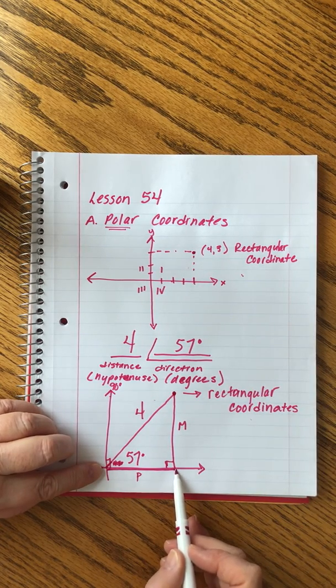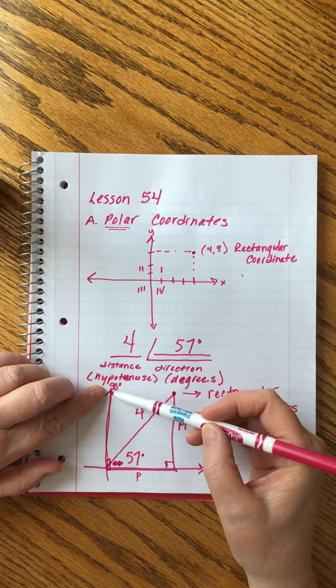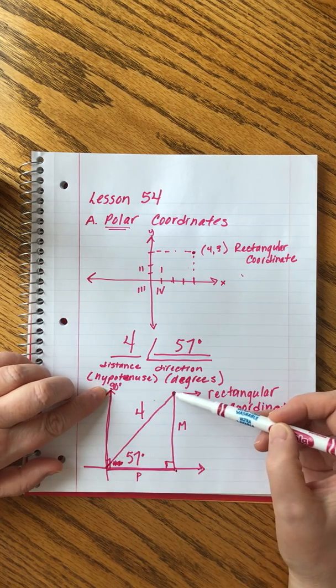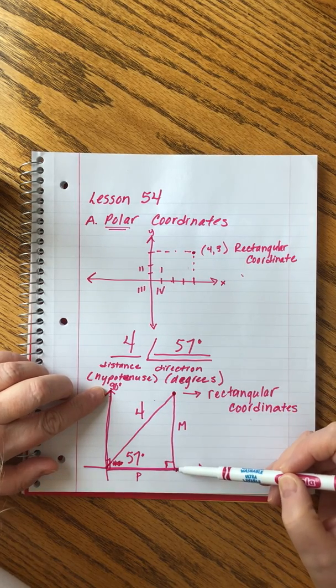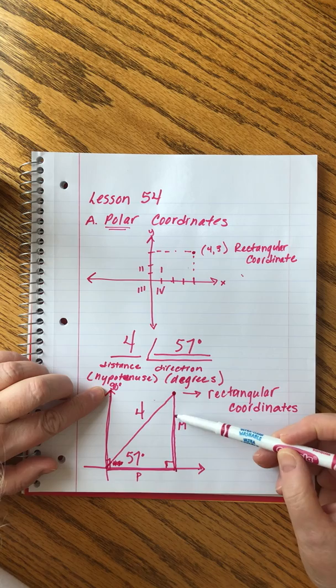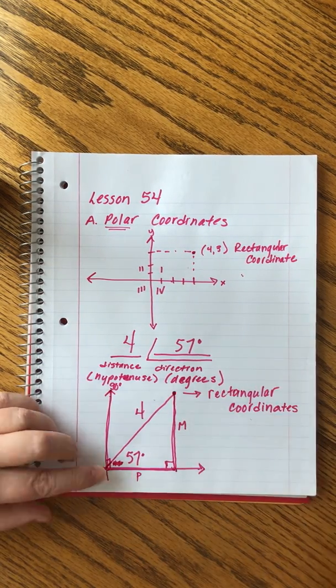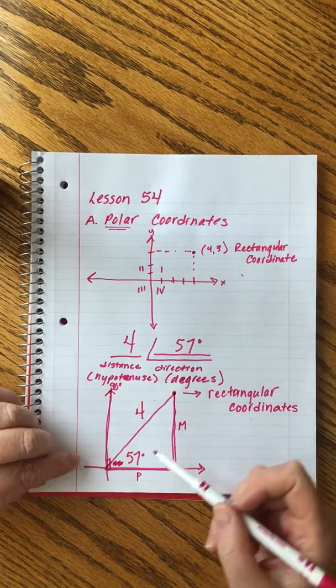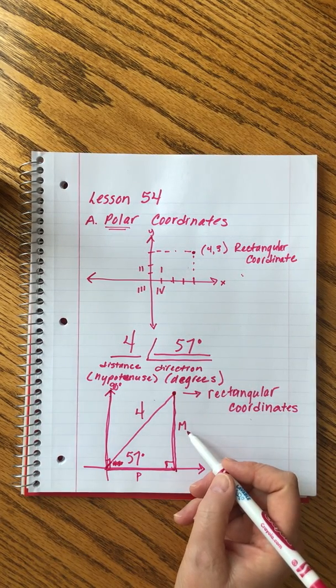So we have to find the length of P, and then we have to find this measurement, that's equal to the top here, because that will be the second number in our rectangular coordinate, and that is the length of M. So if I can find the length of P and the length of M, that will be equal to my X and Y, like so. So how are we going to find the lengths of these measurements?